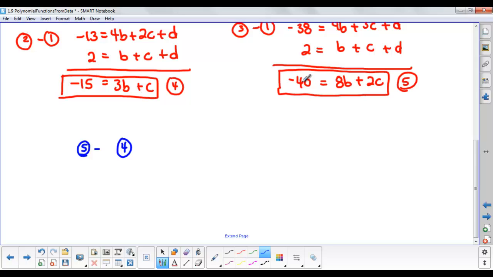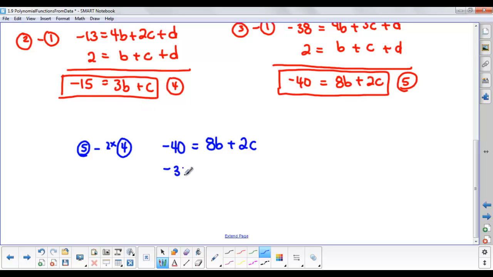What I want to do is, if I choose to eliminate c, I would like to multiply equation 4 by 2. Because what will happen then is we'll have 2c from equation 5 and then 2c in equation 4, and then they'll nicely eliminate each other. So let's set that up. Here's equation 5. And then I want you to multiply everything in equation 4 by 2.